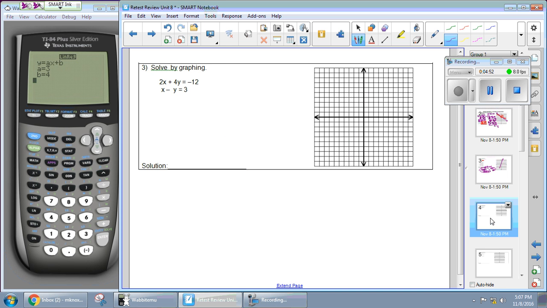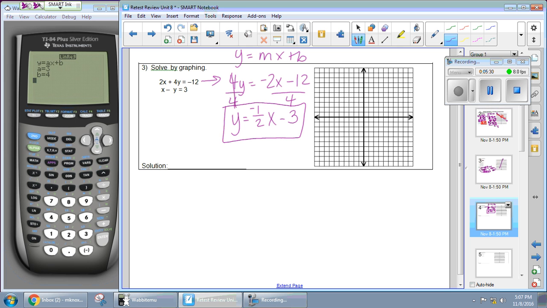Okay, number 3 also says solve by graphing. 2x plus 4y equals solve. Remember, we have to get them into y equals mx plus b format. So this one, when I subtract 2x from both sides, I get 4y equals negative 2x minus 12. Then I'm going to divide both sides by 4. Those cancel out. I get y equals negative 2 divided by 4 becomes negative 1/2 x. And then negative 12 divided by 4 becomes negative 3. So there's my first equation.